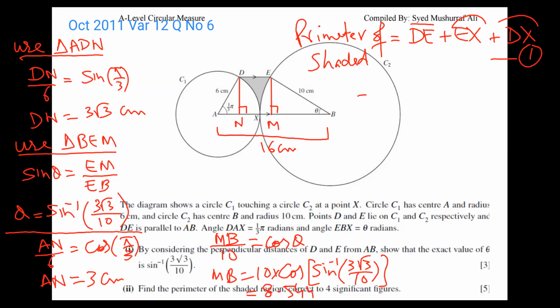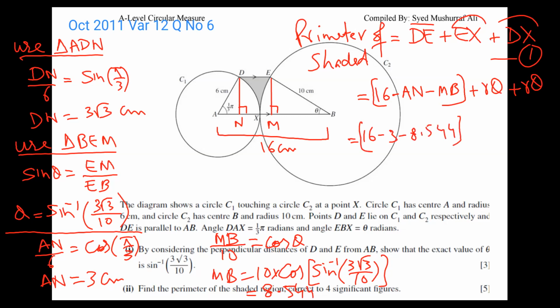I'm writing on the top now, get ready. What is the plan of action? DE. How to get DE? DE is equal to 16, leave the AN distance, leave the MB distance. This will give us AM. And this is R theta, and this is also R theta. So I'm going to complete my question. AN value is 3 root 3 and NB value is 8.544. Done.